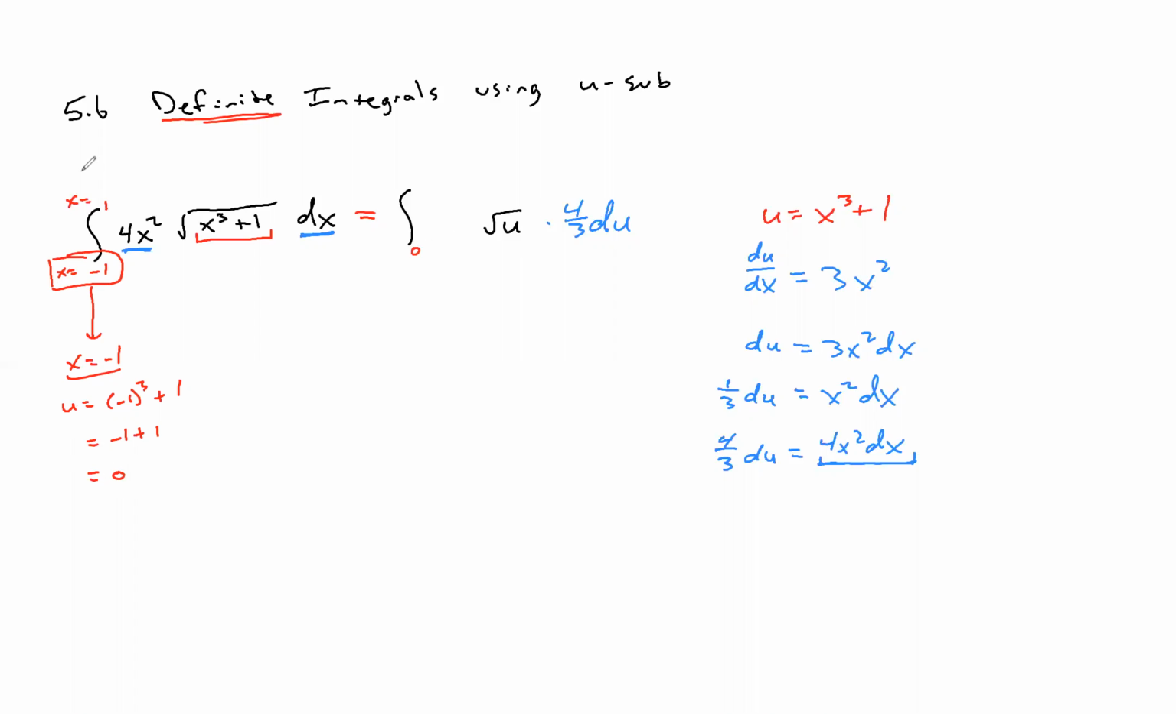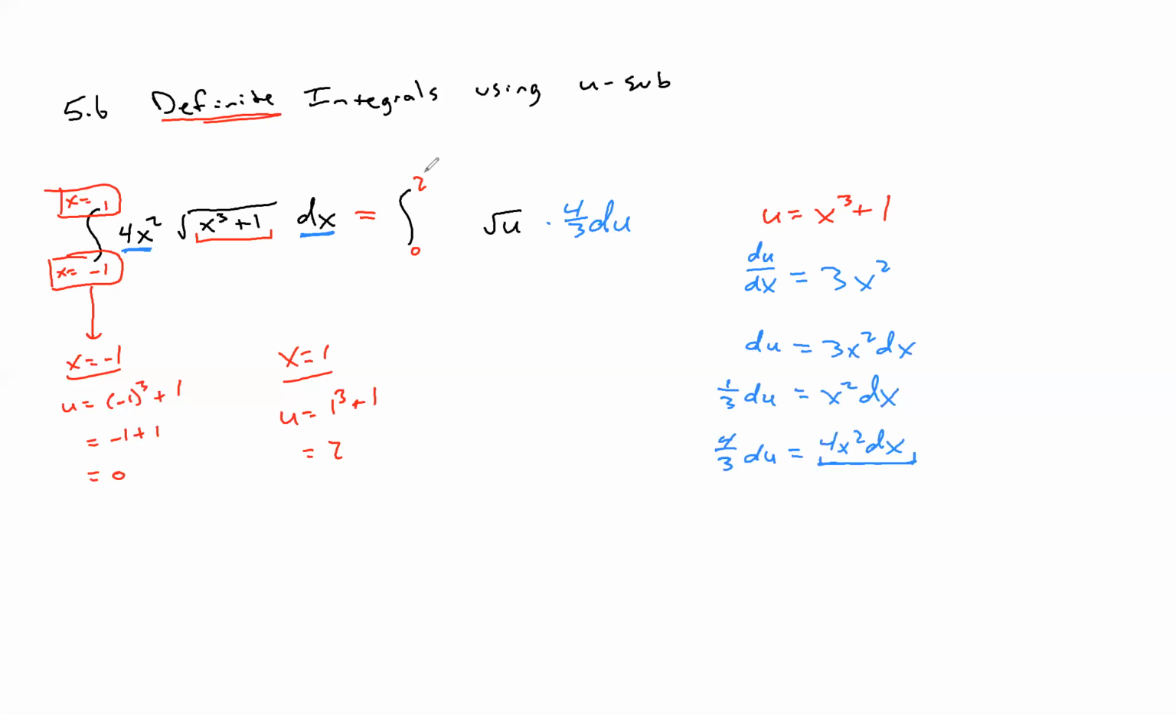Okay, let's do the same thing up top. X equals 1 was my upper bound. And again, let's go back to our substitution. U equals x cubed plus 1. So we'll use this substitution here to figure out what our u value should be on this upper bound. All right, so x equals 1, so 1 cubed plus 1, which is 2. When x equals 1, our u value equals 2. So now our upper bound is 2.